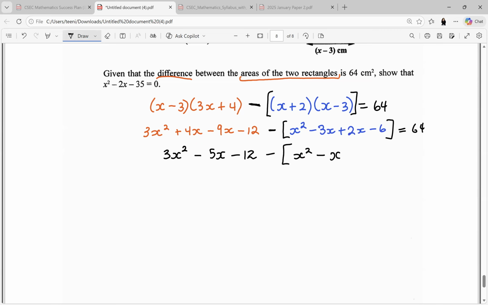And minus 6. All of that is equal to 64. Is that correct? Let's see. Minus 3 plus 2 minus 1. I think it's correct so far. If anybody spots a mistake, tell me, please. But I think it's okay so far. All right.